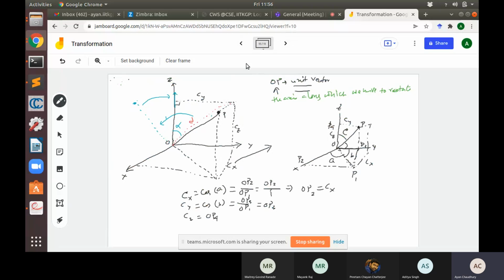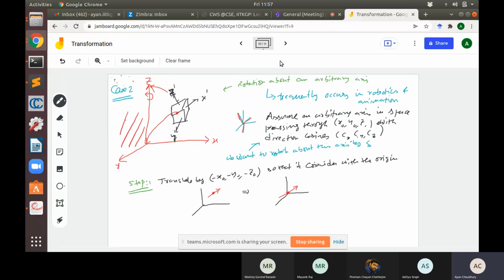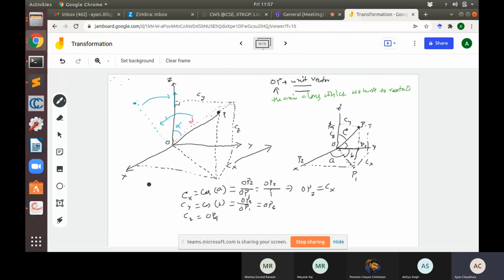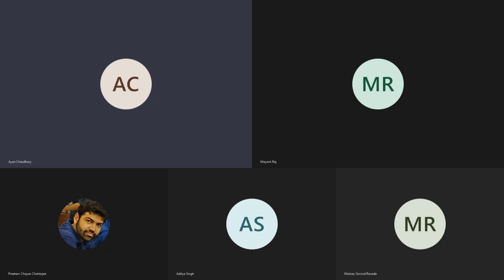So this was my step 1. Step 2 will be to do the actual rotation so that we coincide with the z-axis. But I think today we are not going to start it, because it will be too late. It's already 11:57. So I will stop here, and we can finish these things in the next class.